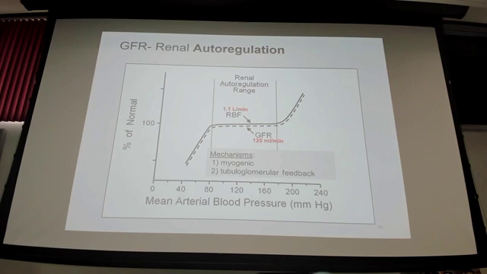So we're here. If your MAP is 40, you're suffering. All right. So your GFR is not going to work. But when we get to about 80, right, all the way up to about 190-ish, we maintain a pretty stable flat line, just based on the autoregulatory mechanisms. So we don't have this huge wide variation in GFR.